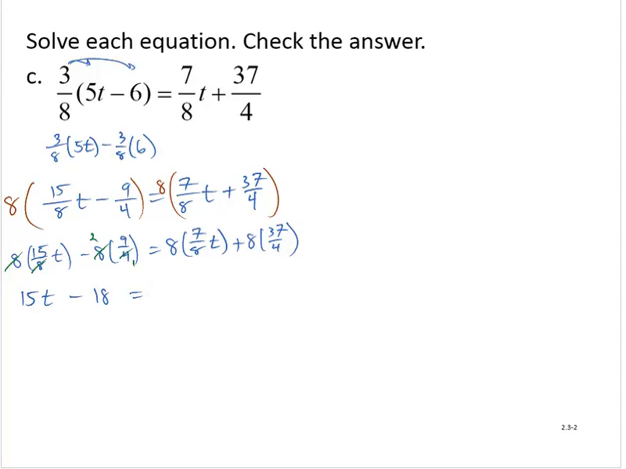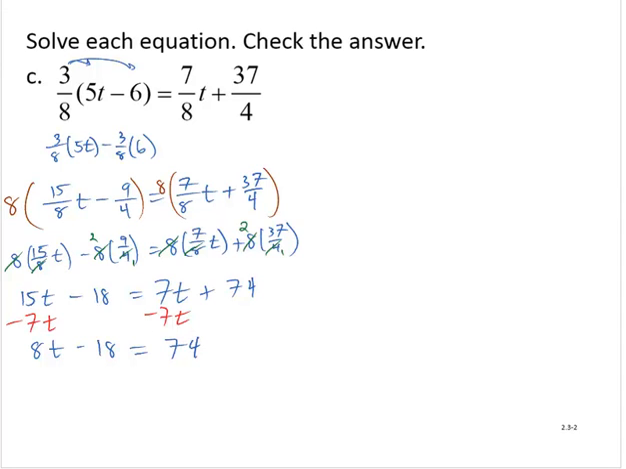On the right-hand side, in the first term, I can again reduce between the 8's, leaving a 7t. And in the second term on the right, I can reduce between the 8 and the 4, leaving a 2 and a 1. And let's see, 2 times 37 is 74. Alright, I identify that there are variable terms on both sides, so I'll move all the variable terms to one side. I'll subtract 7t from both sides. 8t minus 18 is equal to 74.